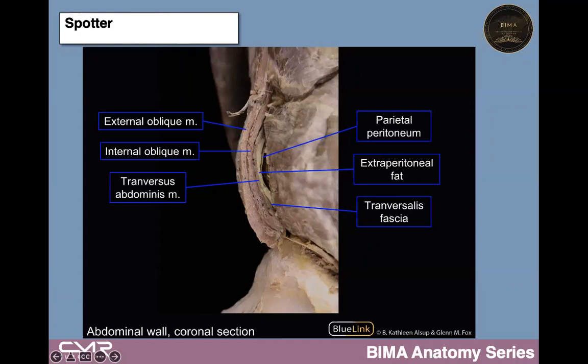Can anyone tell me which part of the abdomen this is? Just take a guess if you have to. Epigastric region, good guess. Lumbar, not bad. Yeah, so this is the hypogastric region actually.